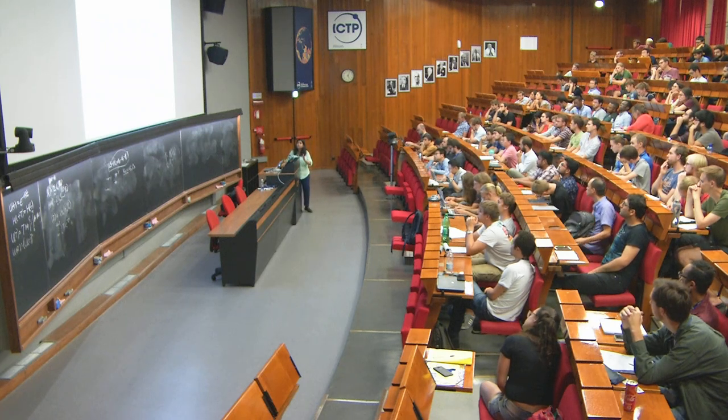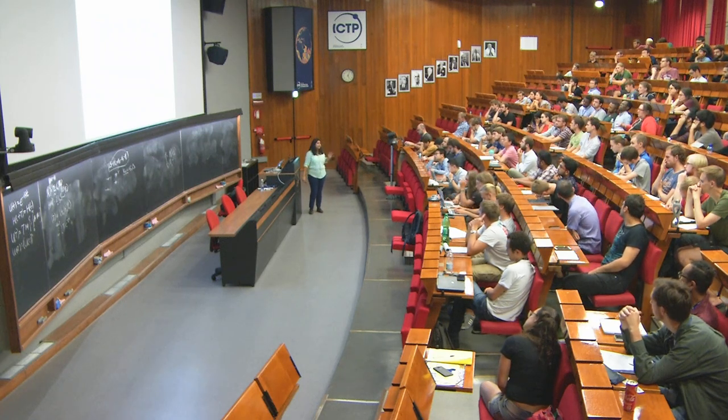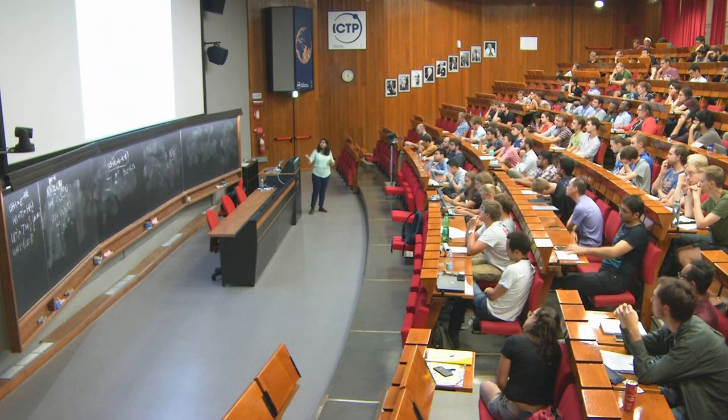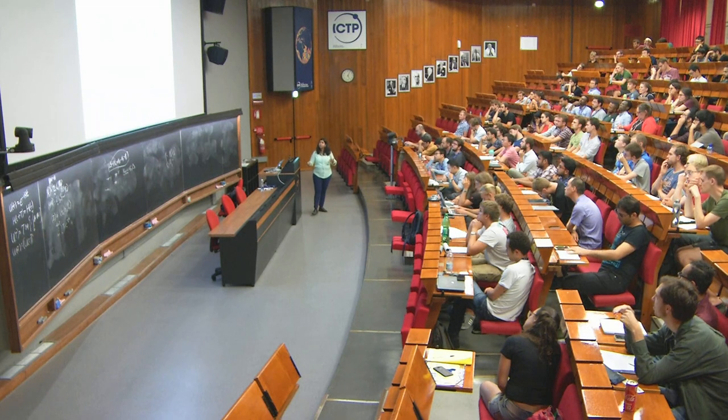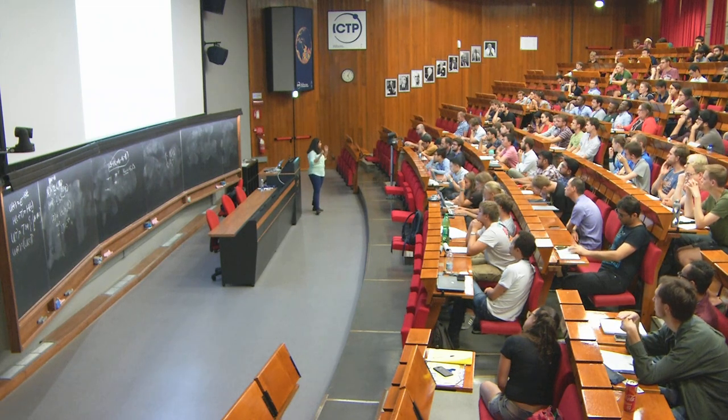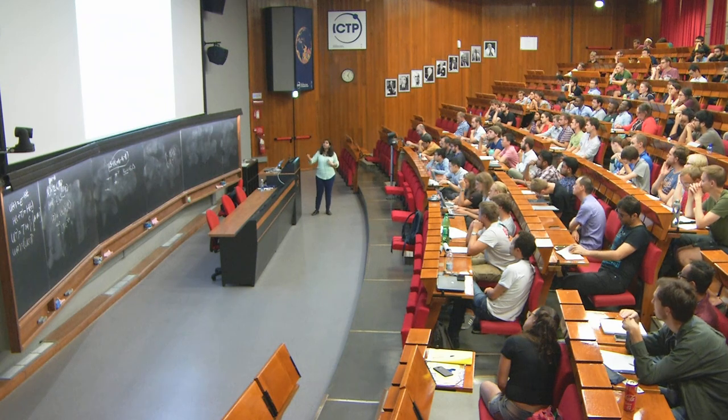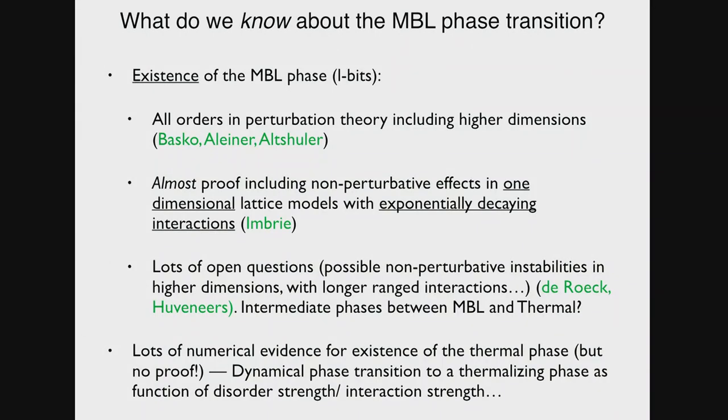And what we know, and so it's basically a proof as far as any physicist is concerned, but John Imbrie, who's a mathematical physicist, calls it an almost proof, because he had to make one assumption that's a very, very reasonable assumption. But basically, there's a proof including all these non-perturbative effects in one dimension with exponentially decaying interactions, okay? And in all of these limits, if your disorder is strong enough, there is a proof by John Imbrie which says that you will have an MBL phase, which means that this description in terms of these locally dressed L bits, or this finite depth unitary transformation that converts you from your physical spins to these localized spins, exists.